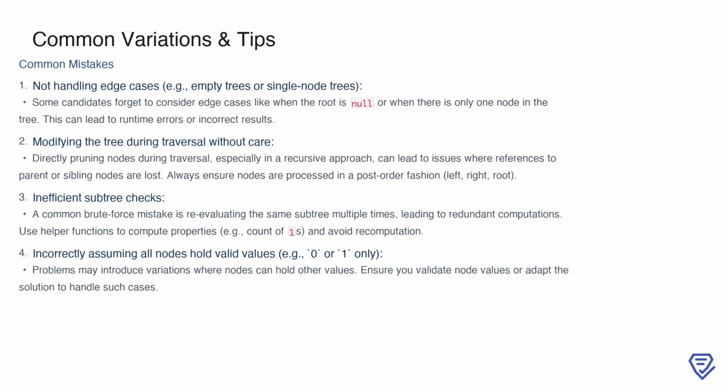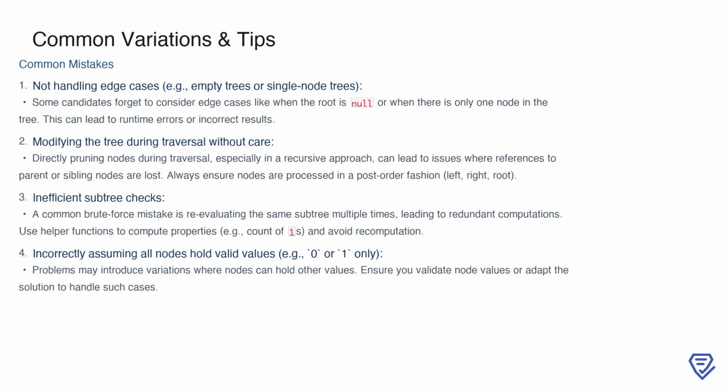Another common mistake is modifying the tree while traversing it without sufficient care. This is particularly tricky in recursive solutions where pruning nodes prematurely can cause references to parent or sibling nodes to be lost. Always process nodes in postorder, left child, right child, then the root, to avoid these issues.